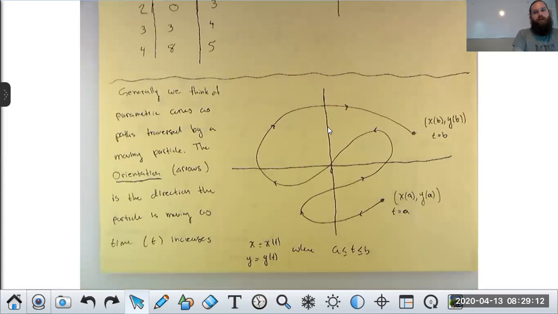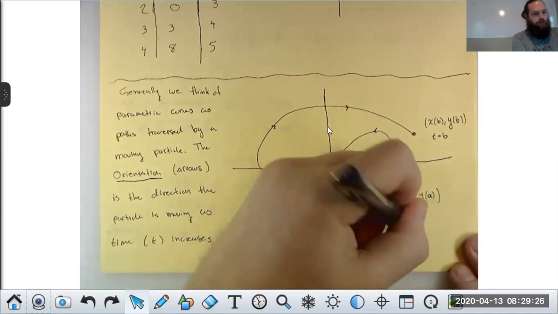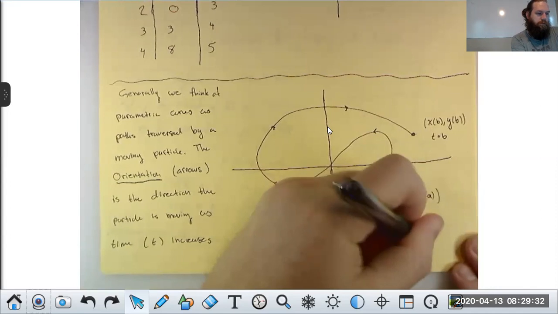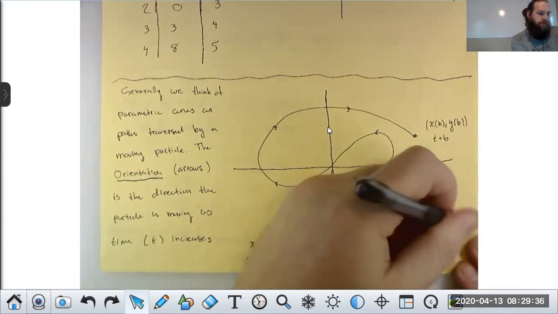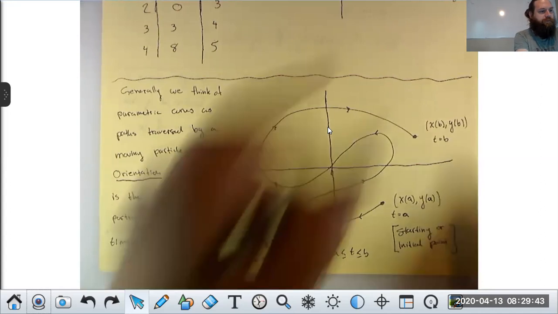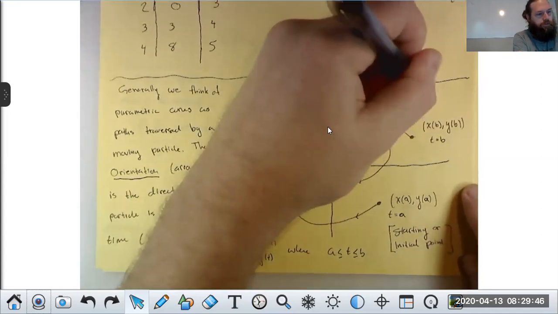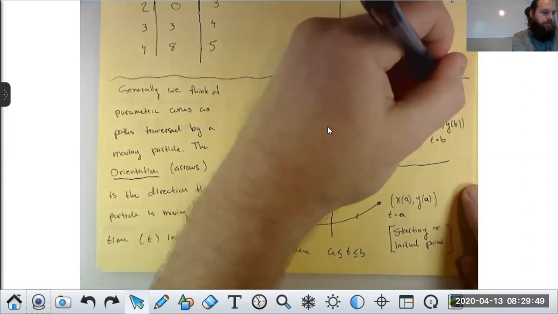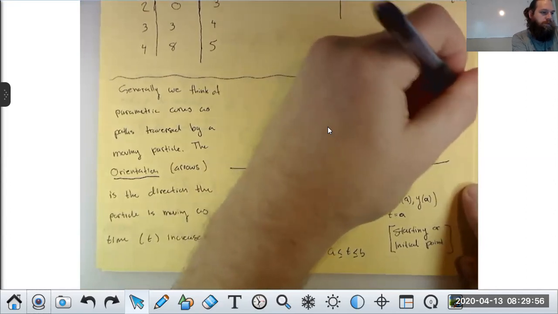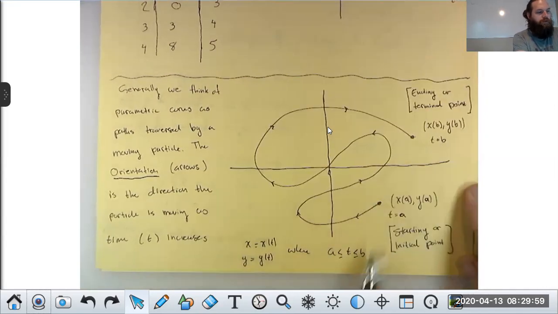So in general, these curves can look like anything. y doesn't need to be a function of x, x doesn't need to be a function of y. They have an orientation, which is indicated by the arrows. They have a starting point and an ending point. Sometimes this is called the initial point, starting or initial point. And it's the point on the curve associated with the smallest t value in your time interval. And this is called the ending point or terminal point. And it's the point associated with the largest time value, t, right?